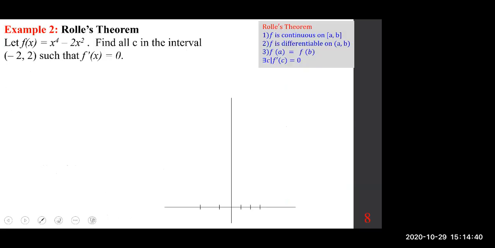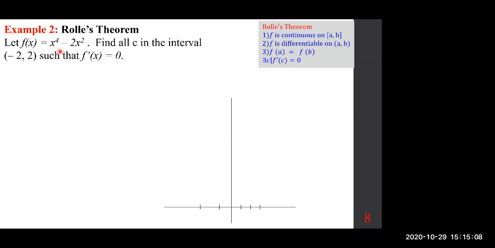All right, we're going to do the same thing here. Basically, we're going to go through the same process. We want to find all C in the interval of -2 to 2 such that f prime is 0. Obviously, again, we are dealing with a polynomial function of degree 4. That means it's continuous and differentiable everywhere from negative to positive infinity. Okay.